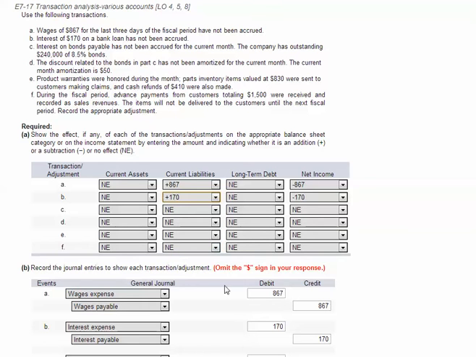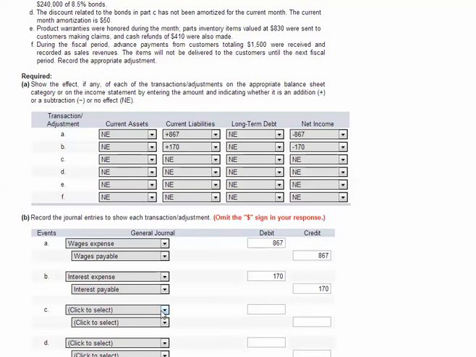is going to increase. All right, C, interest on bonds payable has not been accrued for the current month. The company has outstanding $240,000 of 8.5% bonds. So it's the exact same entry that we did here in B, we just have to calculate the amount of interest. So you need to take the face value of the bond, $240,000, multiply that times the interest rate, which is 8.5%, and multiply that times 1/12, 1 month out of 12, and that will give us our interest for that particular period, which should be $1,700.